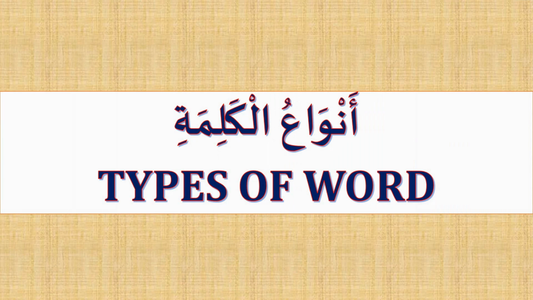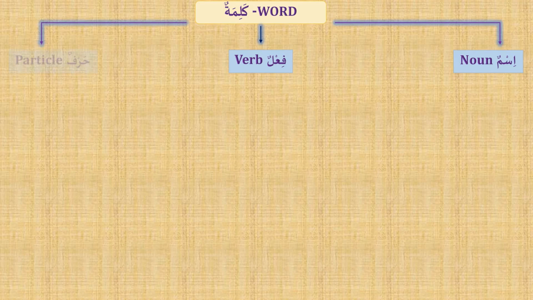In this lesson we are going to learn أنواع الكلمة, types of word. In Arabic there are three types of word which are known as following: اسم, noun, فعل, verb, حرف, particle. The first type of word is noun.